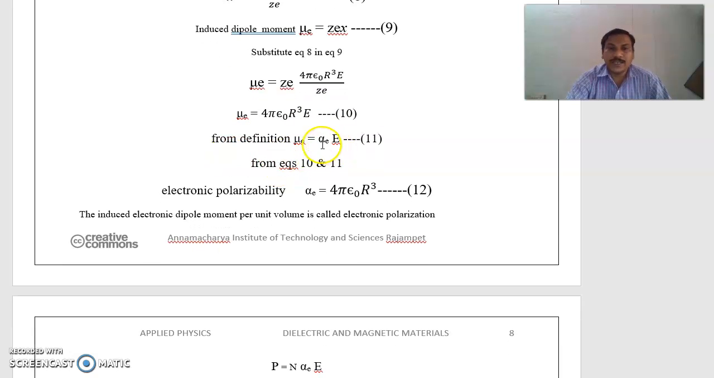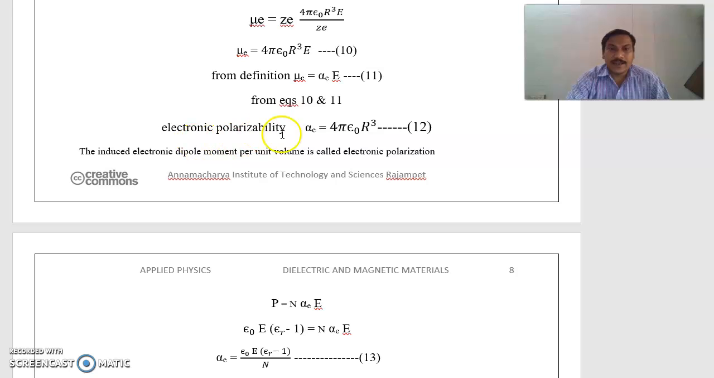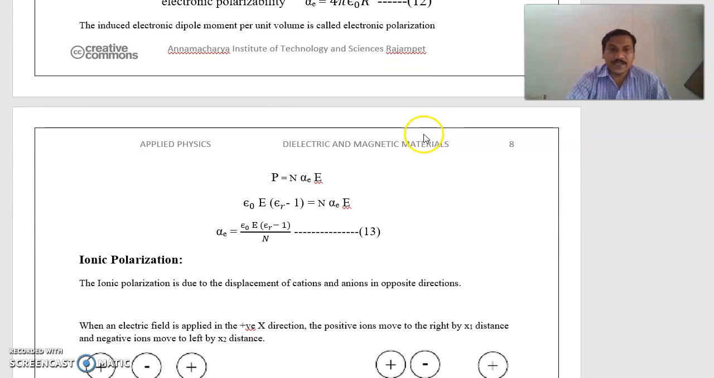From the definition we can write that the electronic dipole moment mu E is equal to alpha E into capital E. Alpha E is the electronic polarizability, capital E is the applied electric field. So from equations 10 and 11 we can write that the electronic polarizability alpha E is equal to 4 pi epsilon naught into r cube. That is equation number 12.